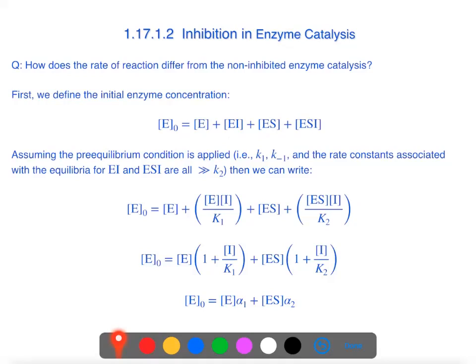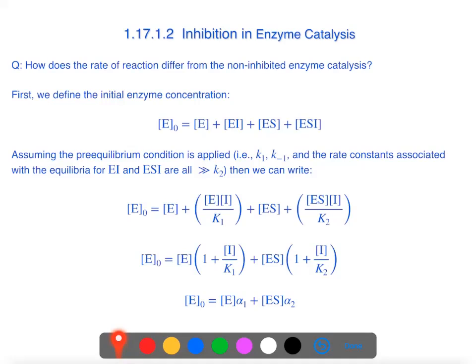And recall that the pre-equilibrium condition implies that the rate constants K1 and K minus 1 and the rate constants associated with the equilibria for EI and ESI, that these are all much greater than K2. So these equilibria are established well before we see the decay of the enzyme substrate complex to product.